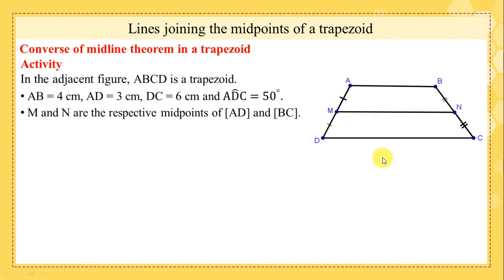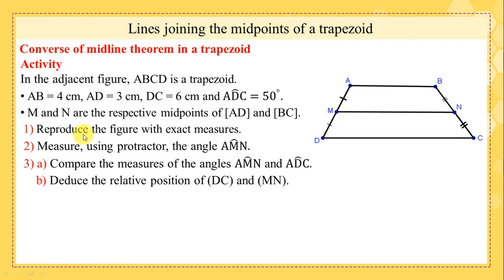Activity. In the adjacent figure, ABCD is a trapezoid. AB is equal to 4 cm, AD is equal to 3 cm, DC is equal to 6 cm, and angle ADC is equal to 50 degrees. 1. Reproduce the figure with exact measures. 2. Measure using a protractor the angle AMN. 3a. Compare the measures of the angles AMN and ADC. B. Deduce the relative position of DC and MN. Please pause the video and try to solve the activity.